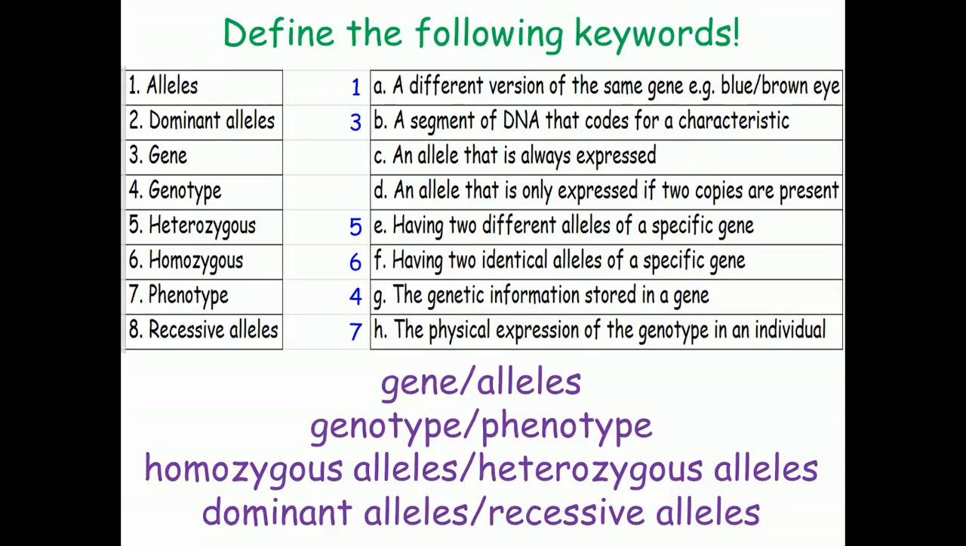Heterozygous is when both alleles are different. For instance, if you inherit a blue eye allele from one parent and a brown eye allele from the other parent, you've got two different alleles for the same gene. So that means that the alleles are heterozygous. Dominant alleles are alleles that are always expressed, whereas recessive alleles are only expressed if you have two copies of the recessive allele.